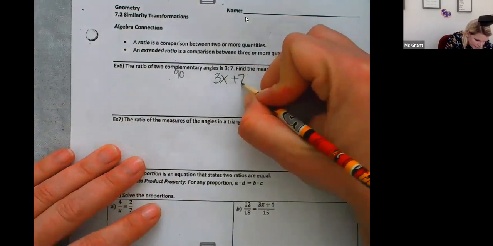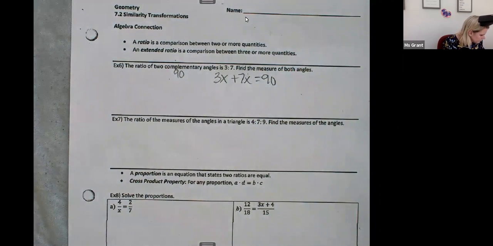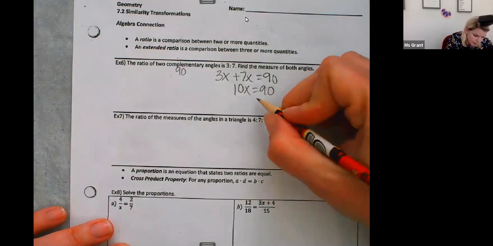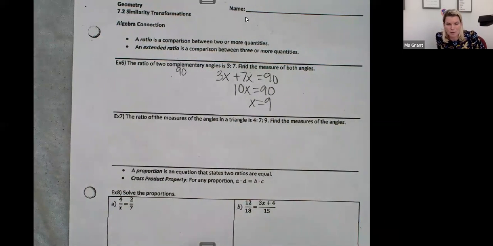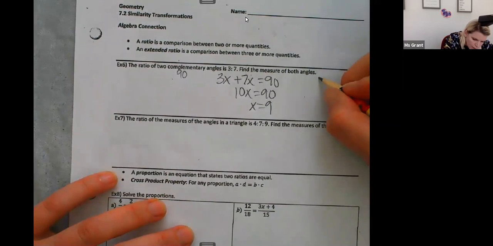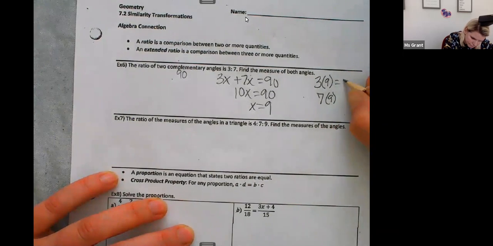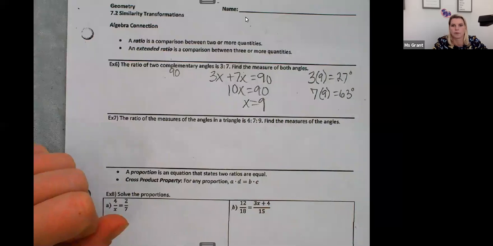3x plus 7x, the two angles added together make 90. All right, 10x equals 90. We did this before. This is not new to you. But the question asked me not to find the value of x. The question asked me to find the measure of both angles. So I'm going to do 3 times 9 and 7 times 9. 27 and 63 degrees. Those two add up to 90.